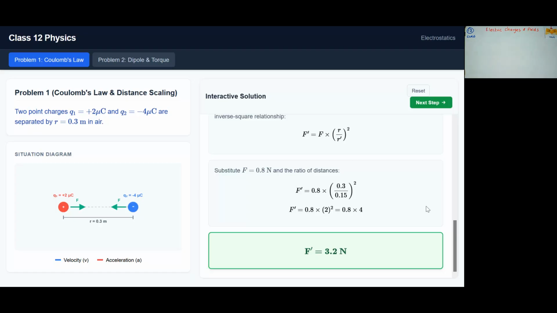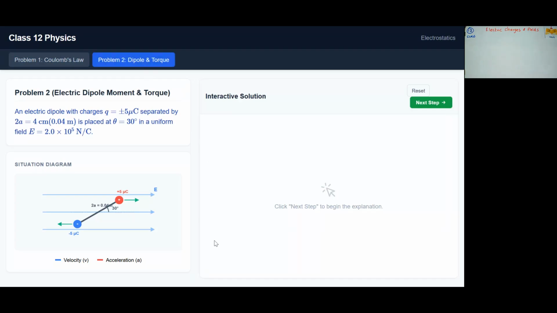Now, let's move from two isolated charges to a special setup called an electric dipole. An electric dipole with the charges Q equal to plus or minus 5 microcoulomb, separated by the distance 2a equal to 4 centimeter, that is 0.04 meter, is placed at theta equal to 30 degree in a uniform field, E equal to 2.0 into 10 power 5 Newton per coulomb.